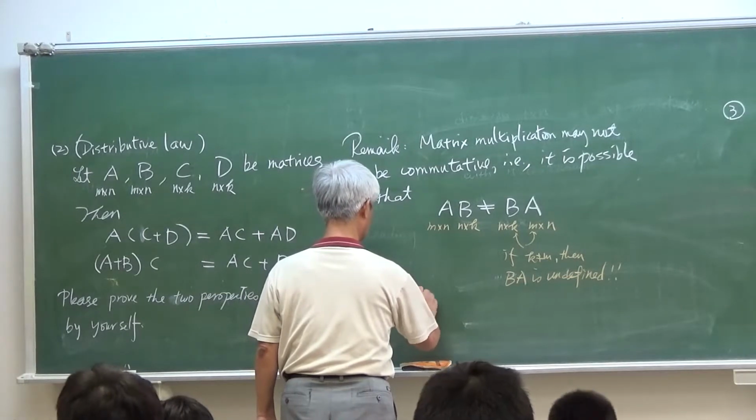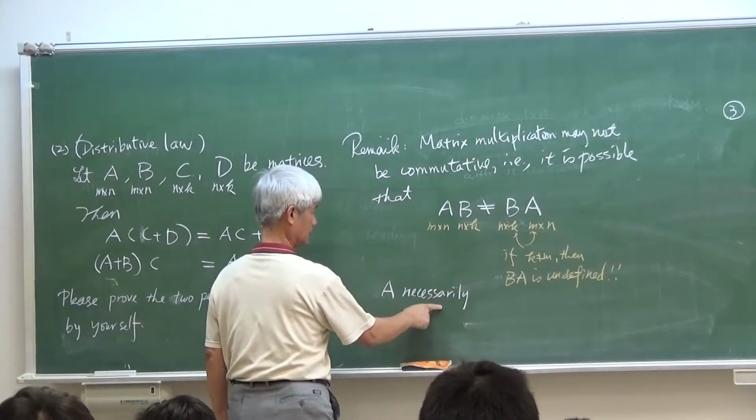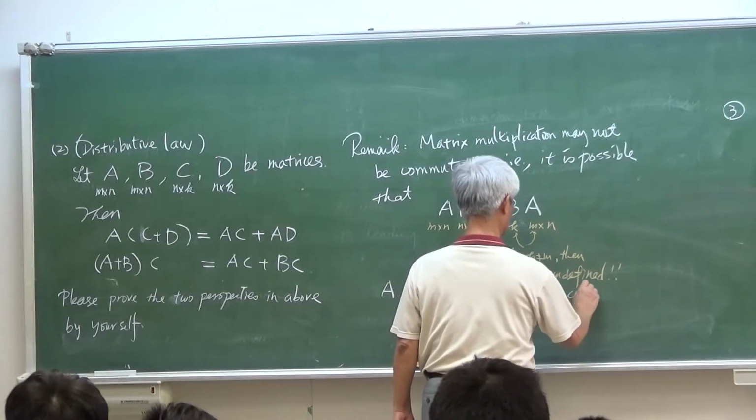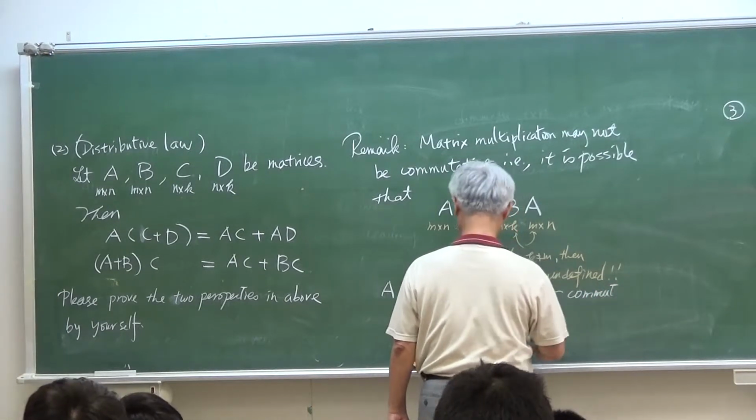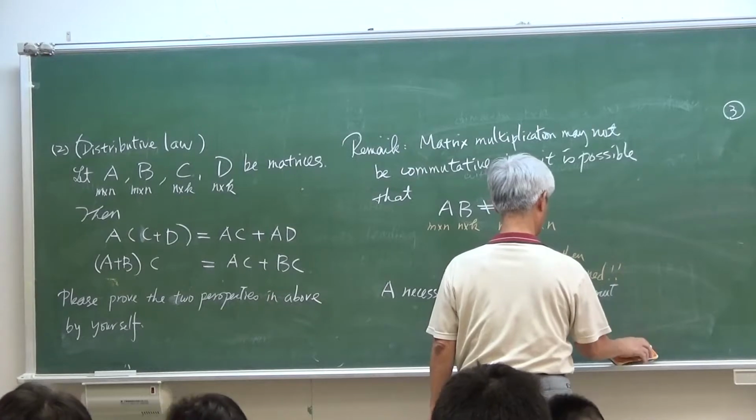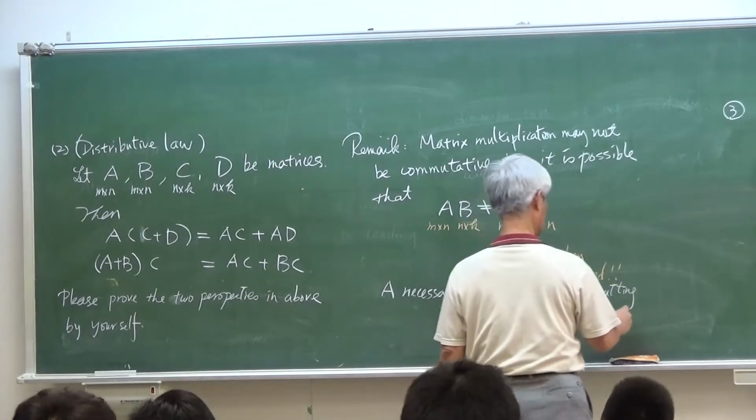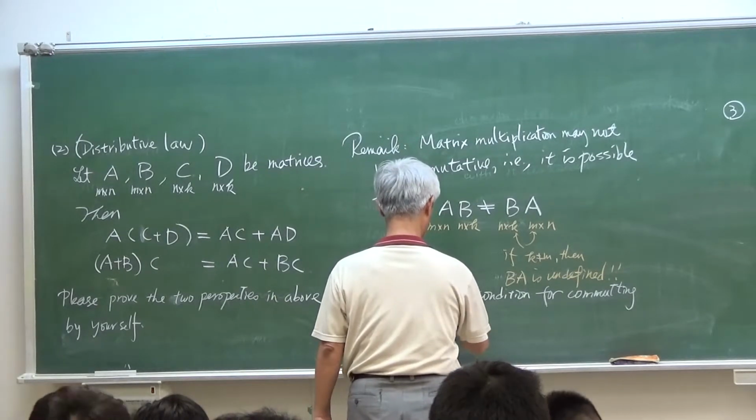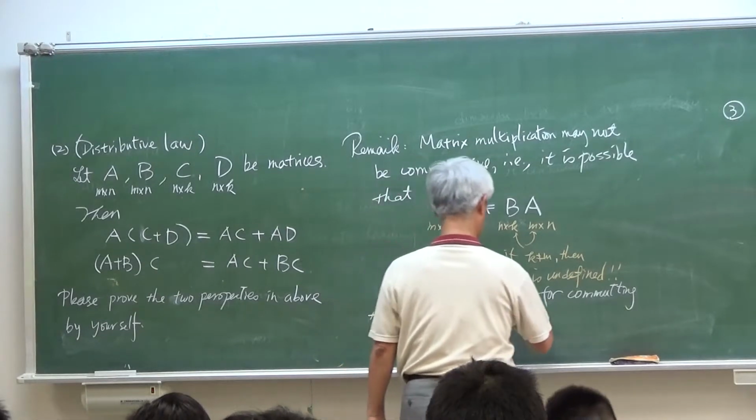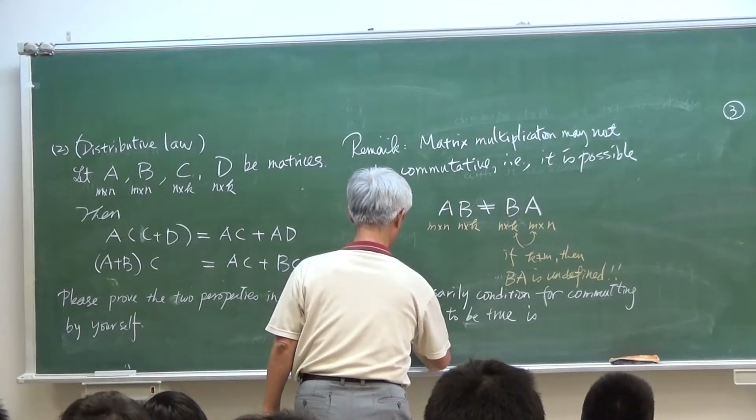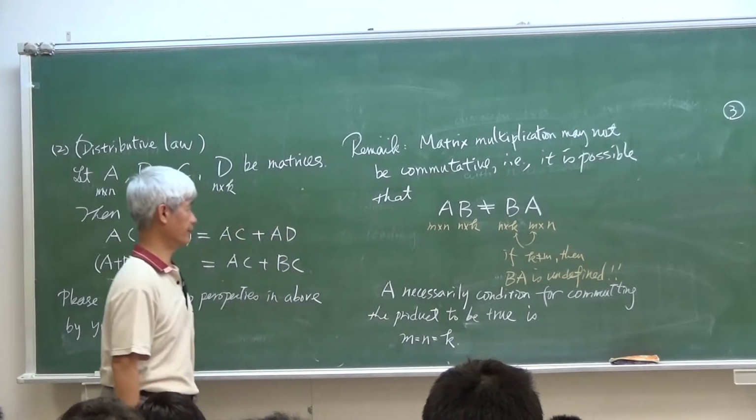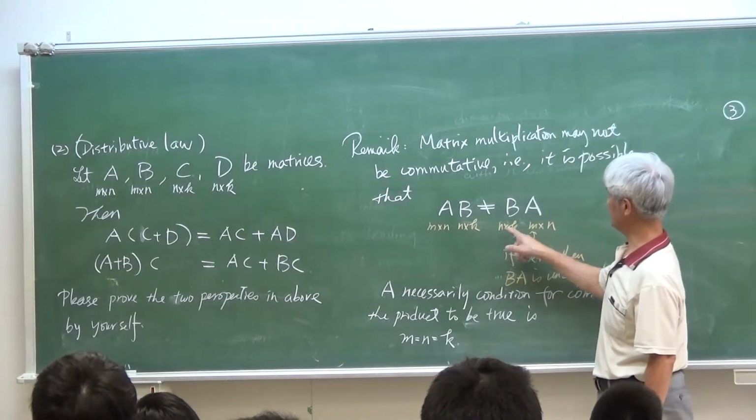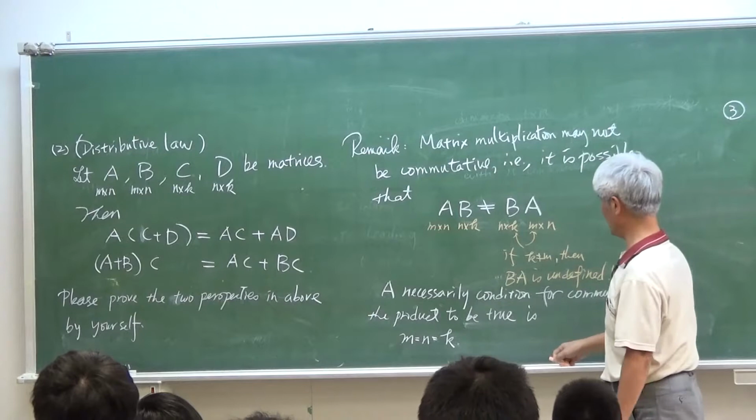Now, a necessary condition for commuting the product to be true is that m equals n equals k. Why? Well, by dimension.